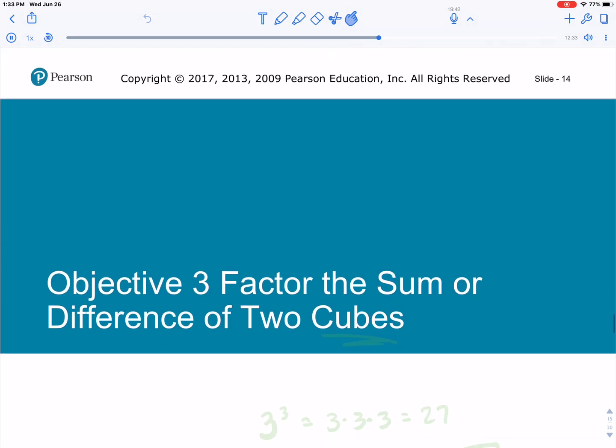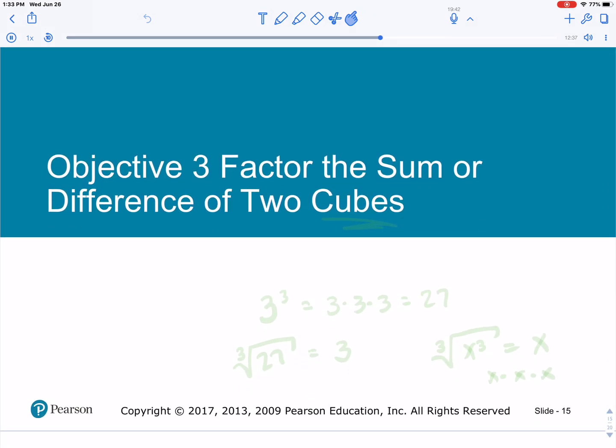Okay, factoring the sum or difference of two cubes. This is just patterns. You've got to look for the patterns that they're giving us, and you've got to understand what a cube is. A cube is like if you take a number and you cube it, you're saying 3 times 3 times 3 is 27. So if I'm looking for the cube root of 27, I know that it's 3 because 3 times 3 times 3 is 27. Or the cube root of x to the third is x because x times x times x is x cubed.